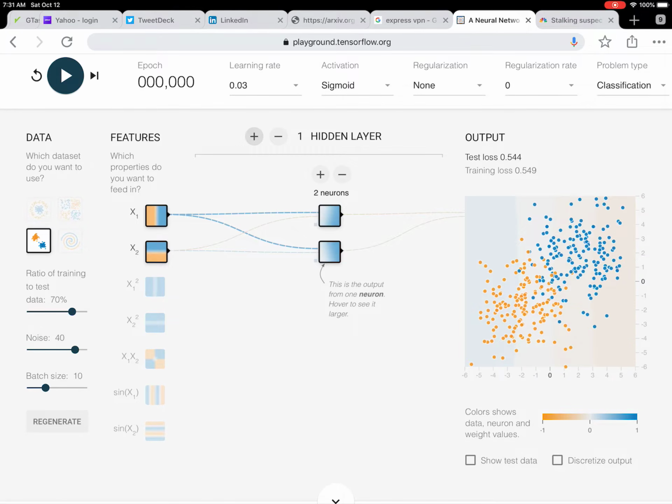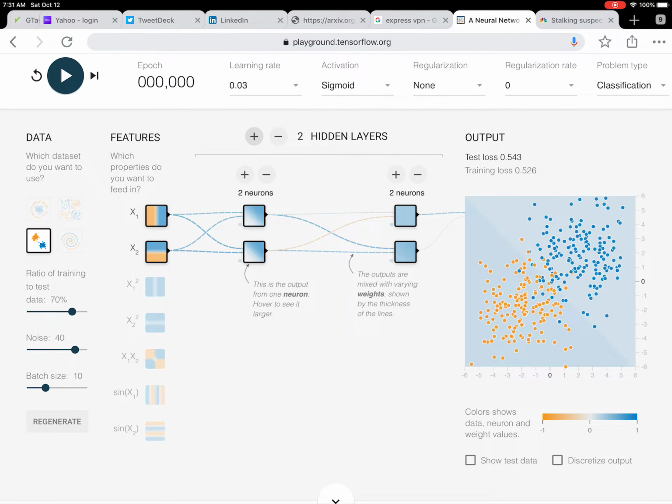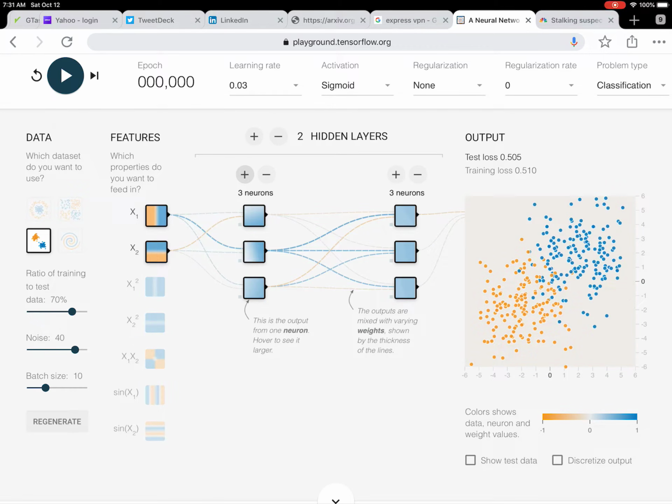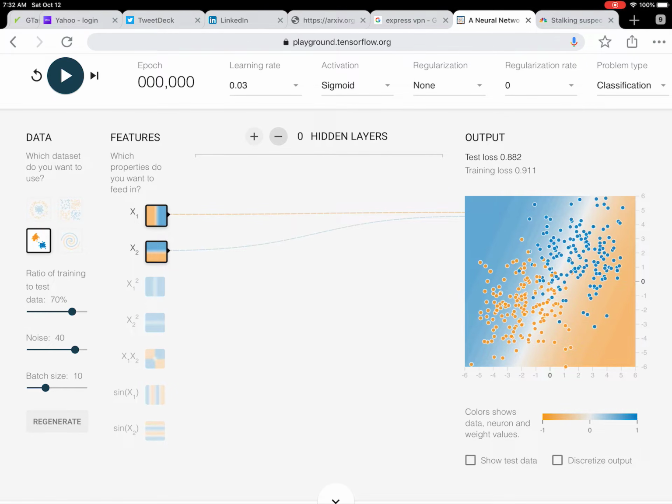Then you can play here by adding hidden layers, any number of hidden layers. For example, now there are 2 hidden layers. I can add extra neurons, etc., and then at that point you can start training. But before we start talking about the hidden layers, let's just remove all the hidden layers. This is just a simple perceptron, essentially a single linear unit.